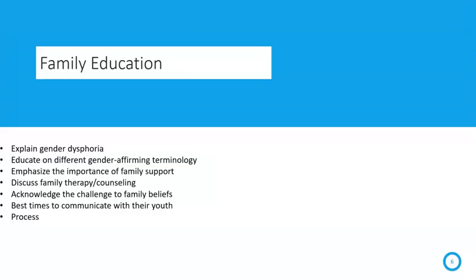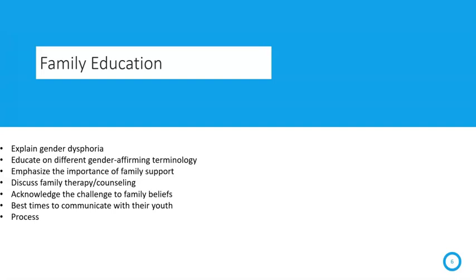How can we help the family? Well, we can explain what gender dysphoria is. We can educate them on the different gender-affirming terminology. Definitely emphasize the importance of family support. Discuss options for family therapy and counseling. Acknowledge the challenge to family beliefs, because again, we're treating the client and we're definitely going to respect the client, but we also have to definitely respect the family. So you have to acknowledge if that family is not ready to participate in that care. And we just hope that at some point they will. Some children's family members will come on board and some families never will.